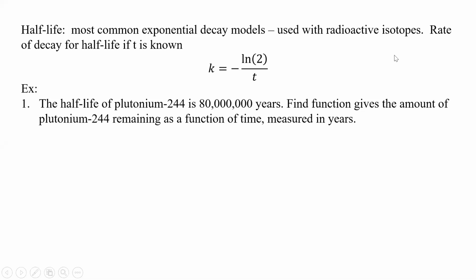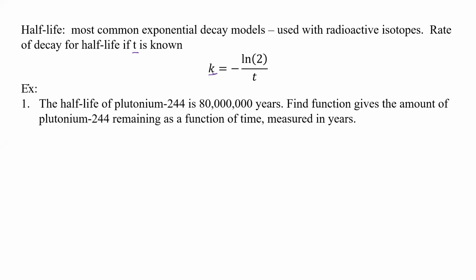All right, so that was the growth we looked at before. Now we're going to look at half-life. Most half-lives deal with radioactive isotopes, so that's what we're going to look at here. The rate of decay for a half-life, if our T is known, and for most radioactive isotopes we know the T, so we can calculate our K: K is going to be negative ln of 2 over T. Okay, so that's how we calculate K.